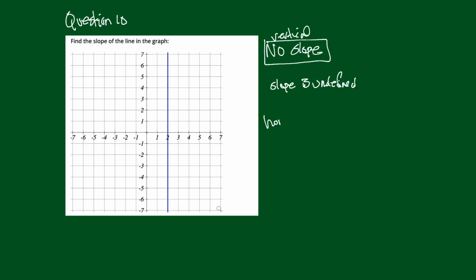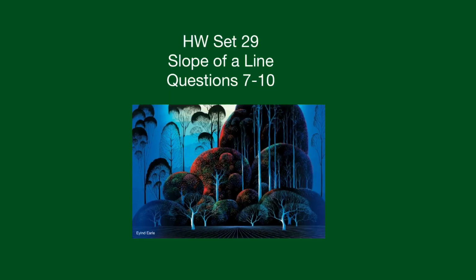Horizontal lines, just in case you want to know, for horizontal lines, all right, that slope, slope is a measure of the steepness. Now, if it's horizontal, there's no steepness here. So if I had to measure it, I would say the slope is 0. That takes care of questions 7, 8, 9, and 10 on homework set 29.